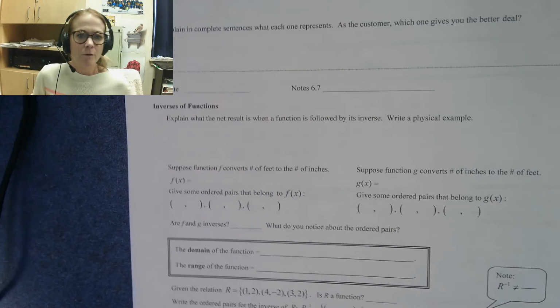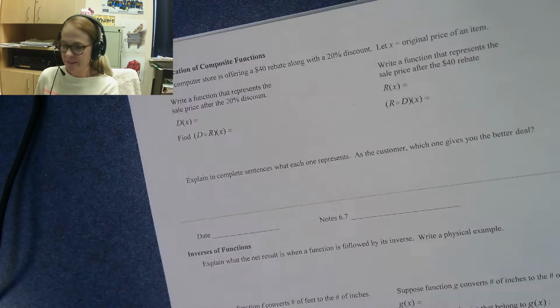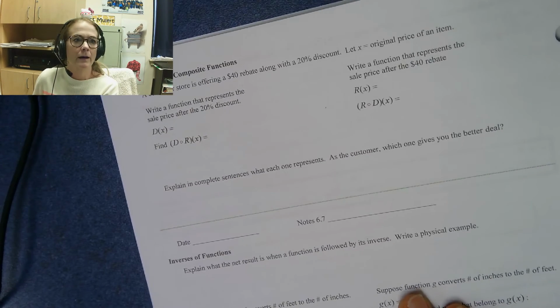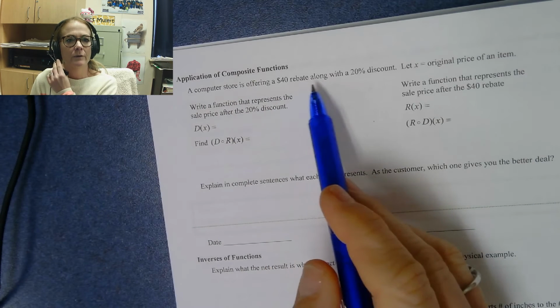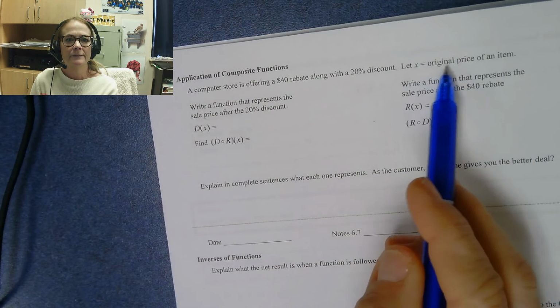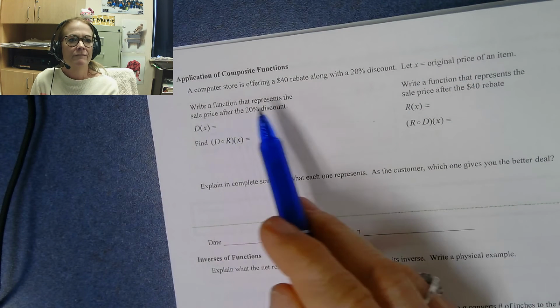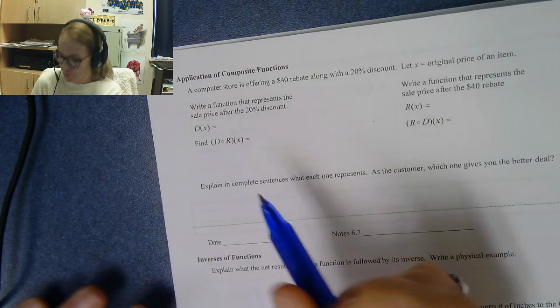So here we are for 6.7, but I'm going to start with the problem at the top, application of a composite function. Basically, the computer store is offering a $40 rebate along with a 20% discount. Let X be the original price of the item. Write a function that represents the sale price after the 20% discount.